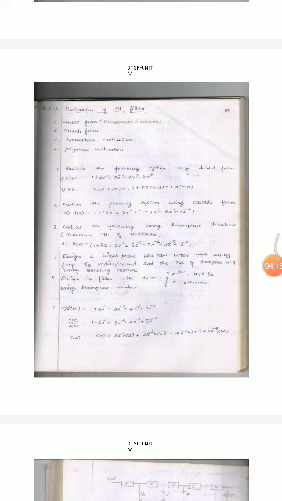So what is the realization of FIR filters? Direct form, cascade form, linear phase and polyphase realization. So up to this we have completed the filtering techniques. In the next class we will see the realization of FIR filters.